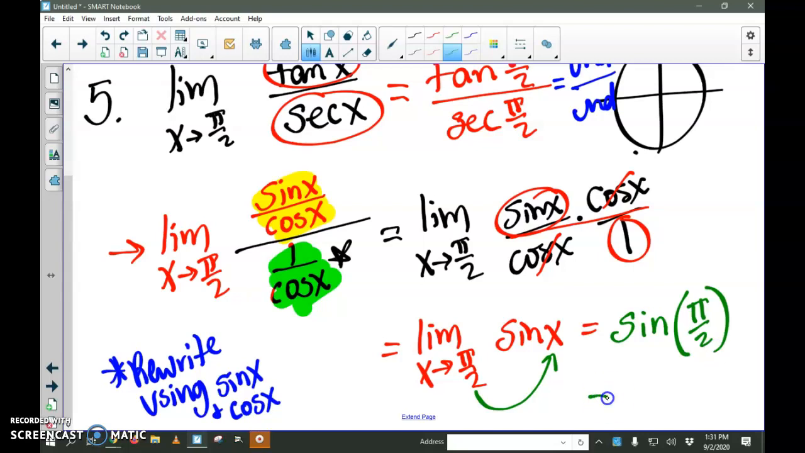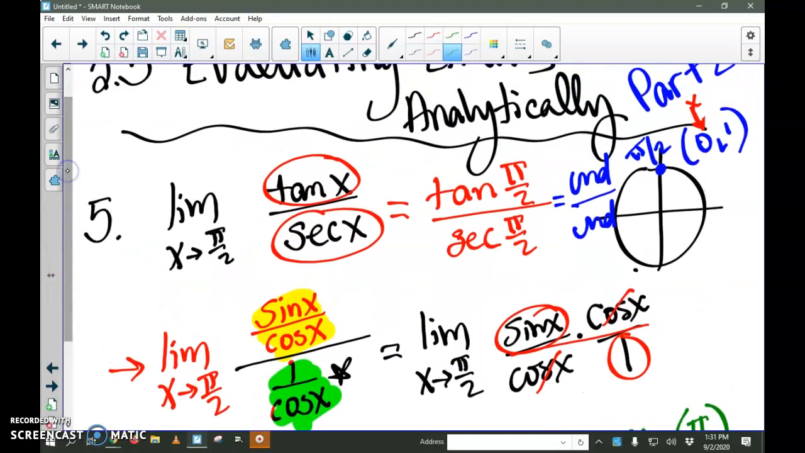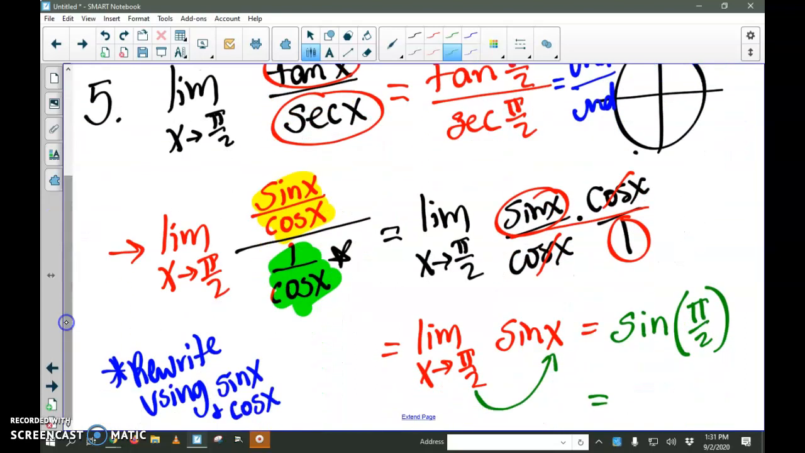And sine of pi halves, well, sine is the y-coordinate of the ordered pair on the unit circle. Okay, so at pi halves, the y-coordinate is 1. Sine of pi halves is 1. Okay, which is why I had the unit circle out for you guys, so that you could take a look at that unit circle and start to store that away in your brain as well.